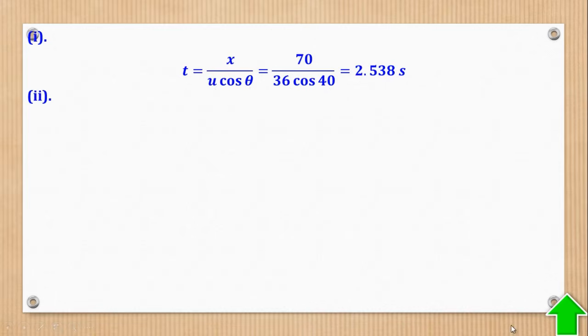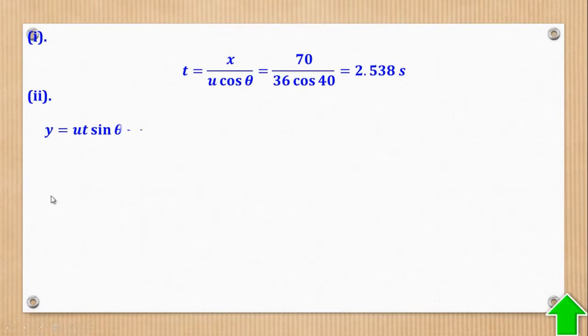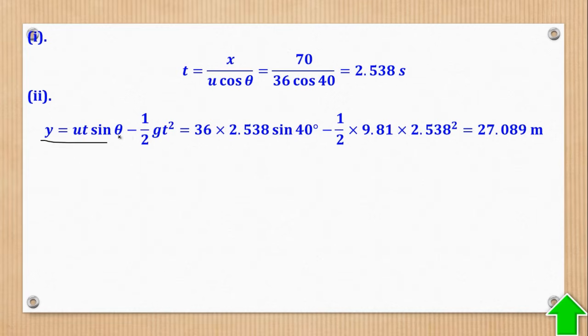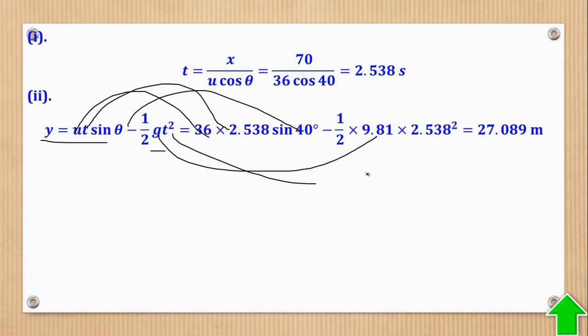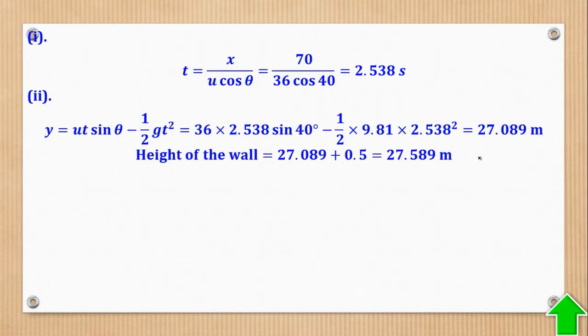Then Roman 2, they want the height of the wall. Height of the wall, we already know 0.5, but we need to get the value of y. The good thing, we know the value of x. X is 70, y is what we need. So using the second equation of motion, y is u t sine theta minus a half g t squared. Substitute U, t, theta, and g to give you this as the value of y. Therefore, the height of the wall will be got by adding this value of y to 0.5 to give you this.